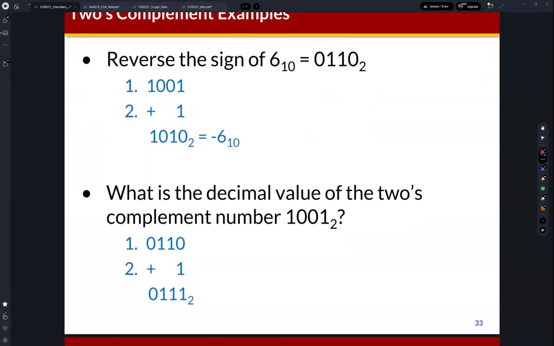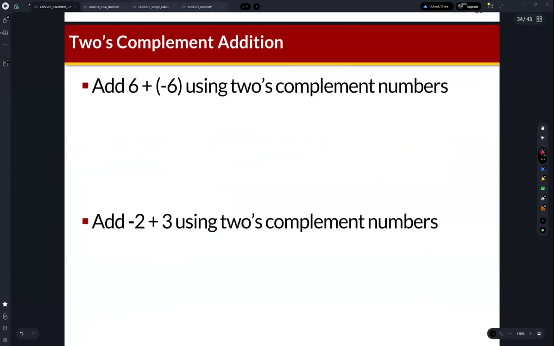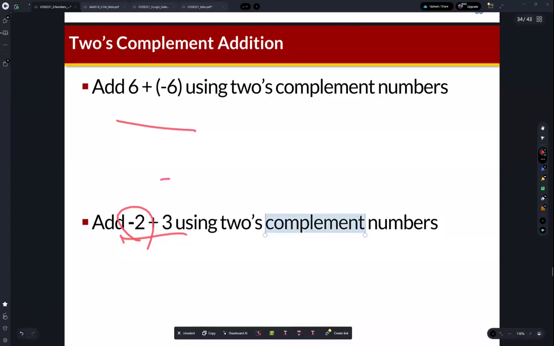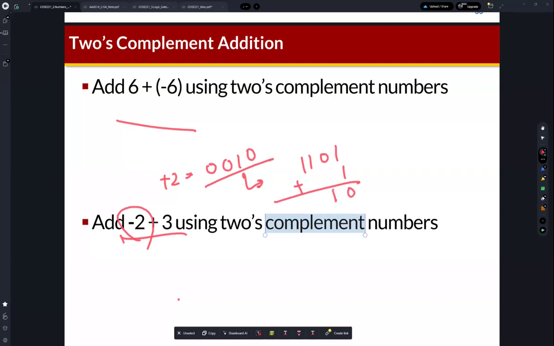Oh, this is an answer. I already did 6 plus minus 6, so it should be 0, right? And what is minus 2 plus 3? What is minus 2? Firstly, we need to get 2, because we cannot get minus 2 directly. Plus 2 equals 0010, right? Then to make the minus 2, we invert these bits, 1101, and then plus 1 is 1110, right? So this is the minus 2.